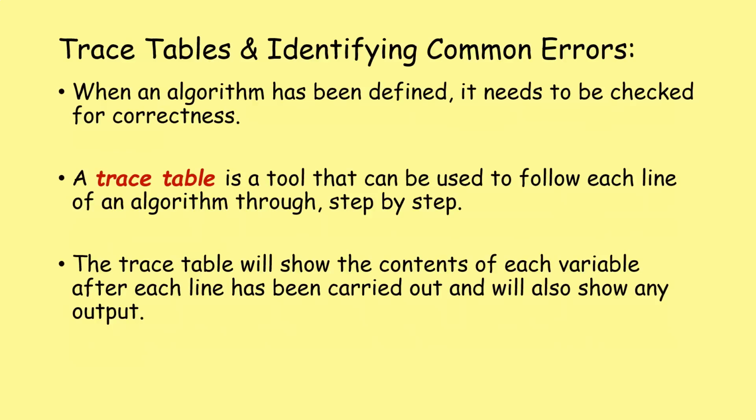Trace tables and identifying common errors. When an algorithm has been defined, it needs to be checked for correctness. For this, we can use a trace table, a tool that can be used to follow each line of an algorithm through step by step. The trace table will show the contents of each variable after each line has been carried out, and will also show any output from the program.